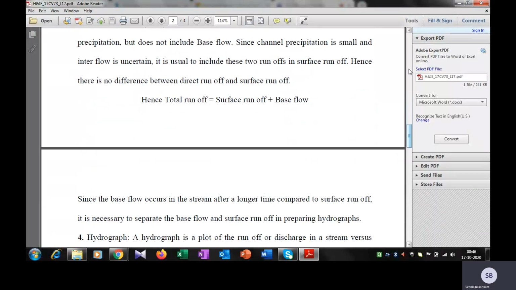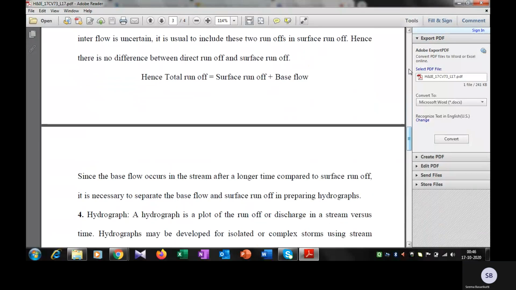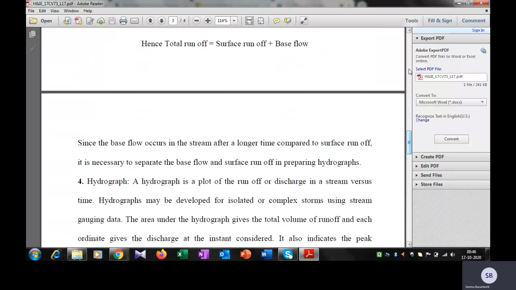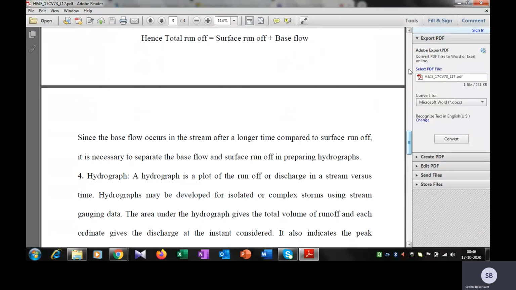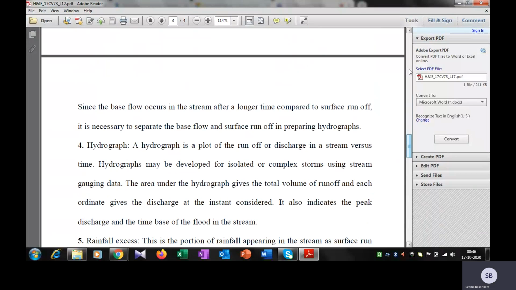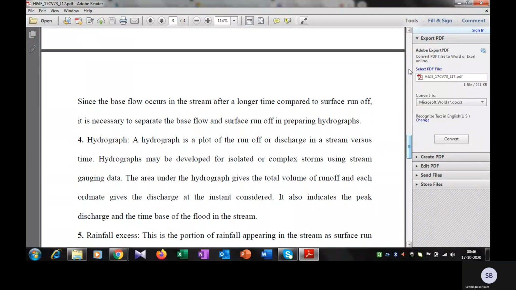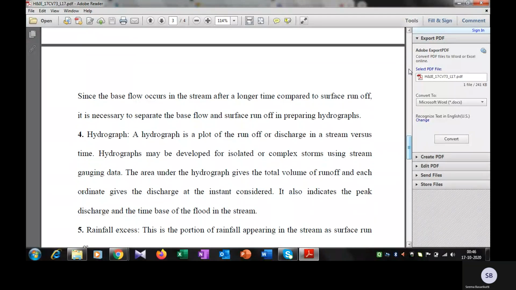Therefore, total runoff is the sum of surface runoff and base flow. Since the base flow occurs in the stream after a long period of time compared to surface runoff, it is necessary to separate the base flow and surface runoff in preparing hydrographs.